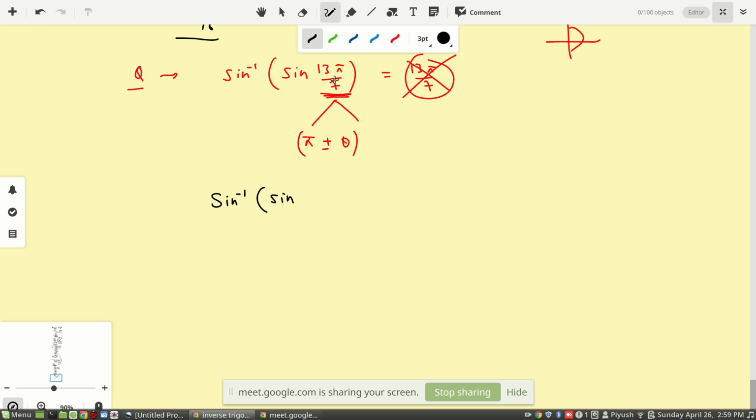See the nearest multiple of 7. 7 to the 14, so 14 is near to 13 pi. So 14 pi is the nearest one. So write that in 14 pi format: 14 pi minus pi. So the numerator 13 pi can be written as 14 minus 1, divided by 7. And then after that, you separate this. You know that a plus b by c is simply a by c plus b by c.